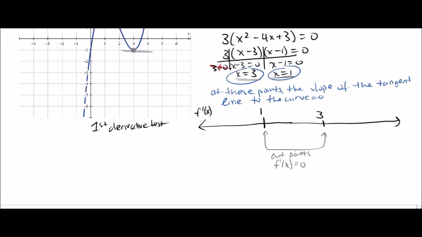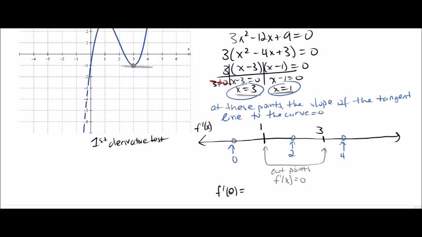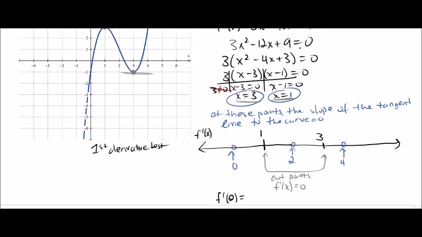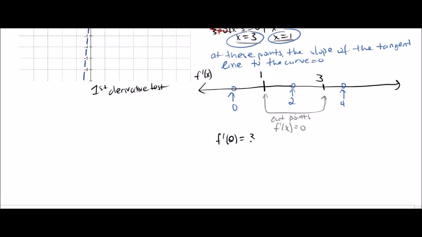So for the left interval, that is left of 1, I'm going to go ahead and pick a number. And I'm going to pick the number 0 because it's easy to work with. For the interval 1 to 3, I'm going to pick the number 2, and for the interval 3 or greater, I'm going to pick the number 4. And what I'm going to do is substitute those values into the derivative, which is up here. It's 3x squared minus 12x plus 9. So f prime of 0 gives us 9, a positive number.